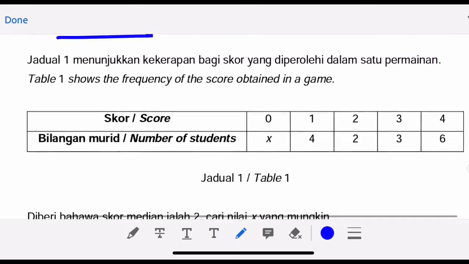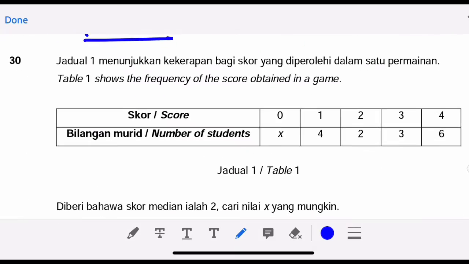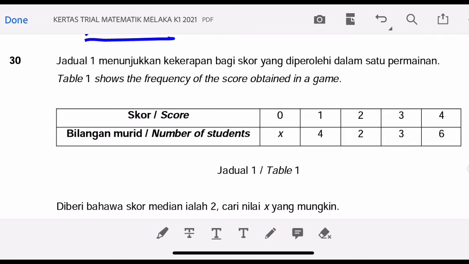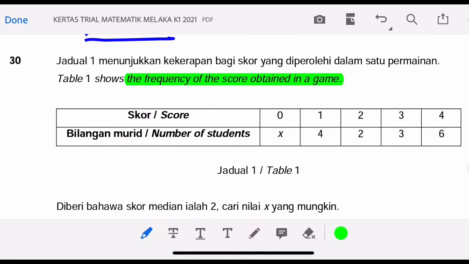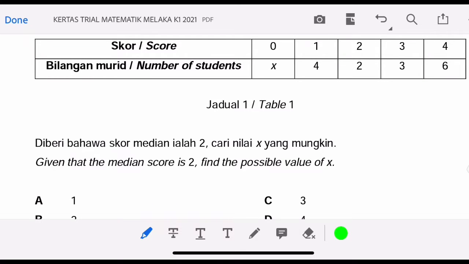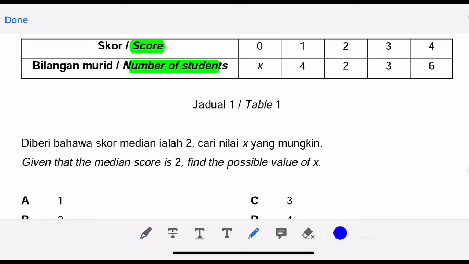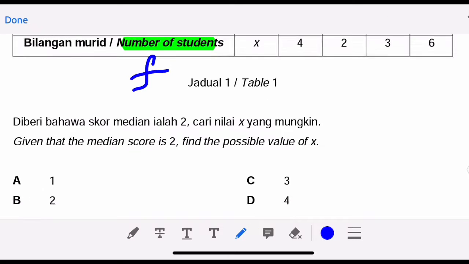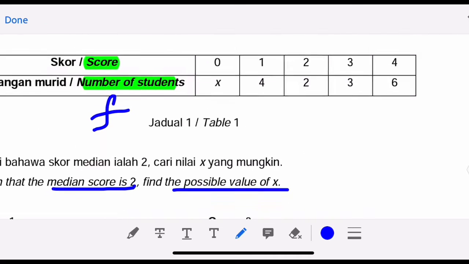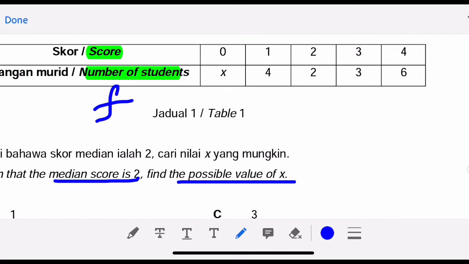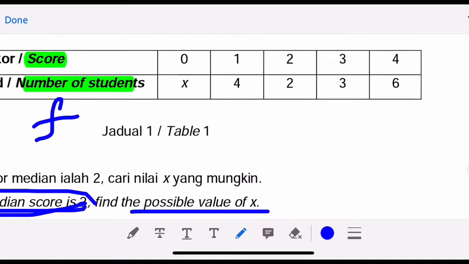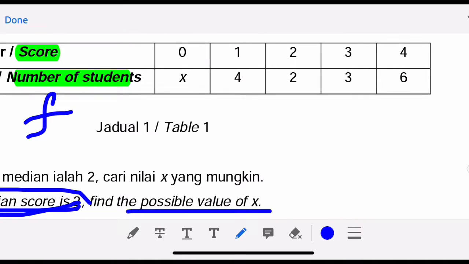Okay, let's proceed to next question, number 30. Table 1 shows frequency of the score obtained in a game. Okay, this is a game score and number of students. Number of students is the frequency. Given that median score is 2, find the possible value of x. Okay, median score. When we talk about median, since the table is already in order, we can find the possible value of x.